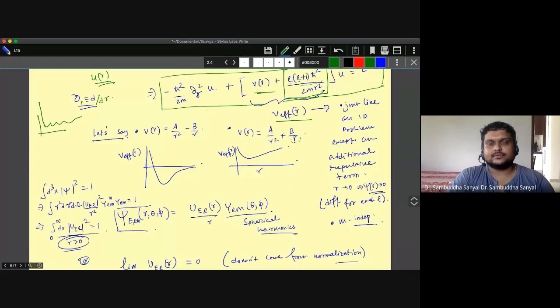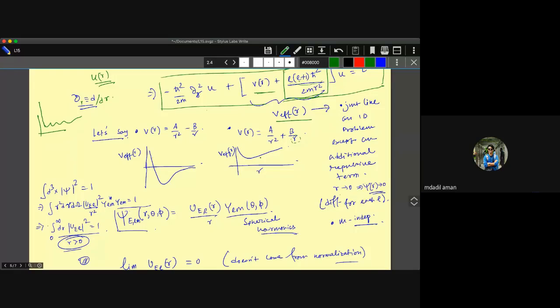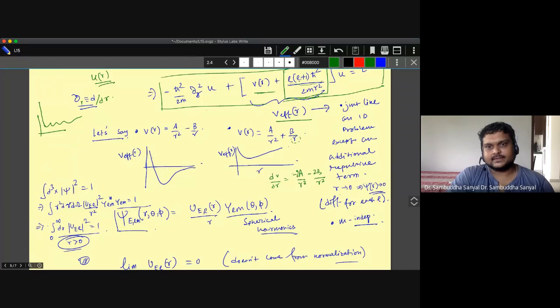The question is, does it have a minima? Let's take that. If I draw a line parallel to r across V, will that line cut it at two points? Let me check. dV/dr is minus 2A by r cube minus B by r square.